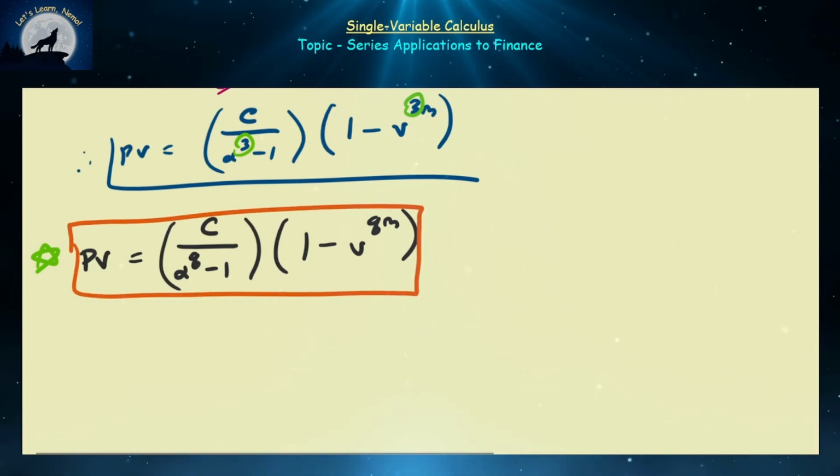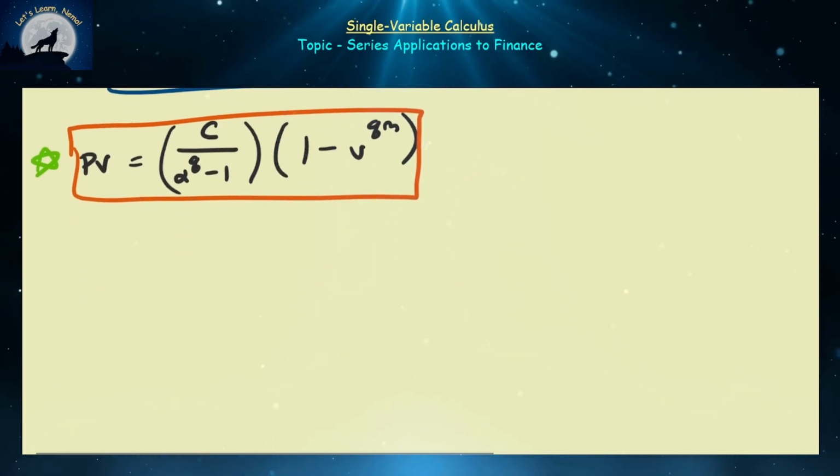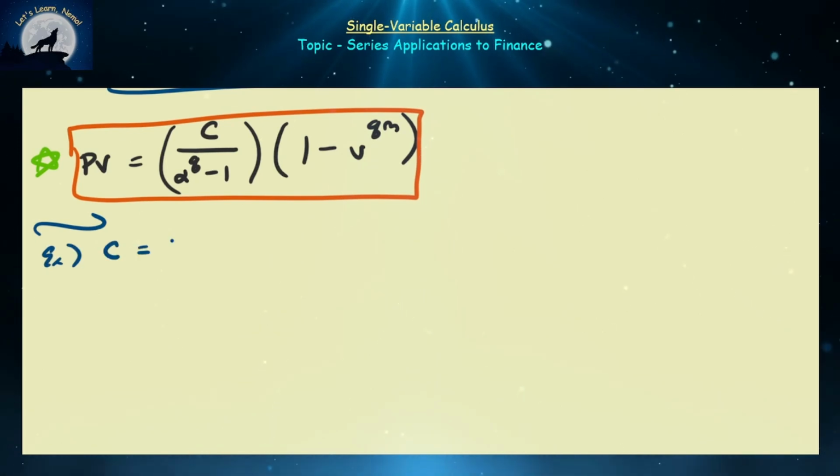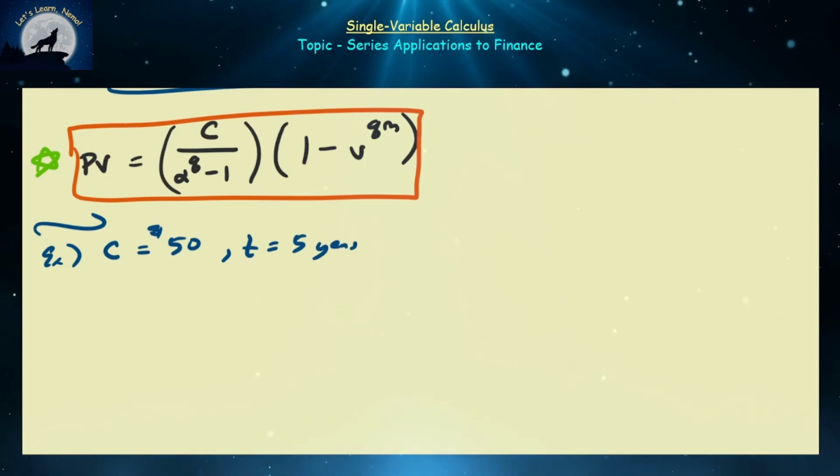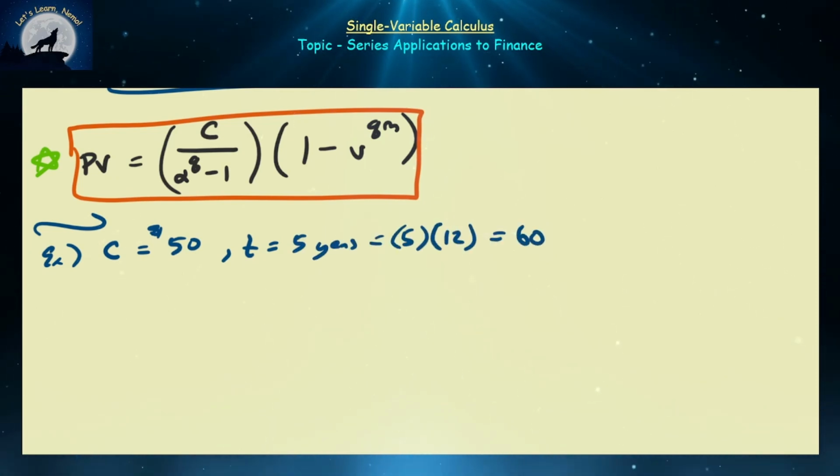All right. So now let us go back to our example, and let's assume that our cash flows C are going to be equal to $50. And let's assume that our time T is equal to N. Let's assume this is equal to 5 years. So it's going to be 5 times 12, which is going to be equal to 60 months.